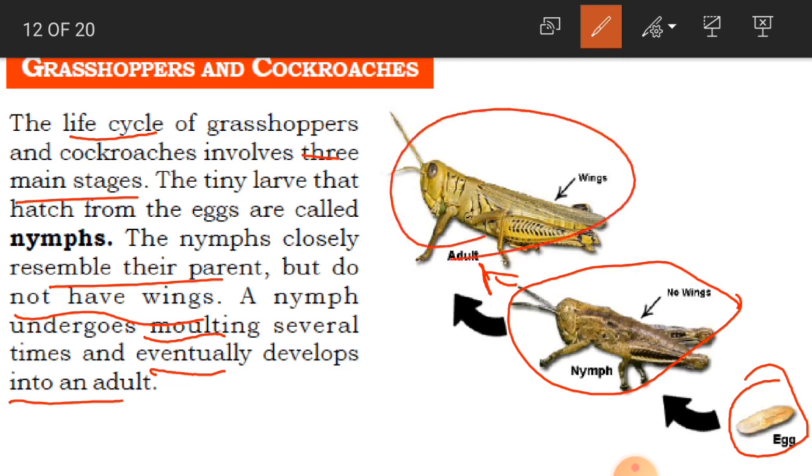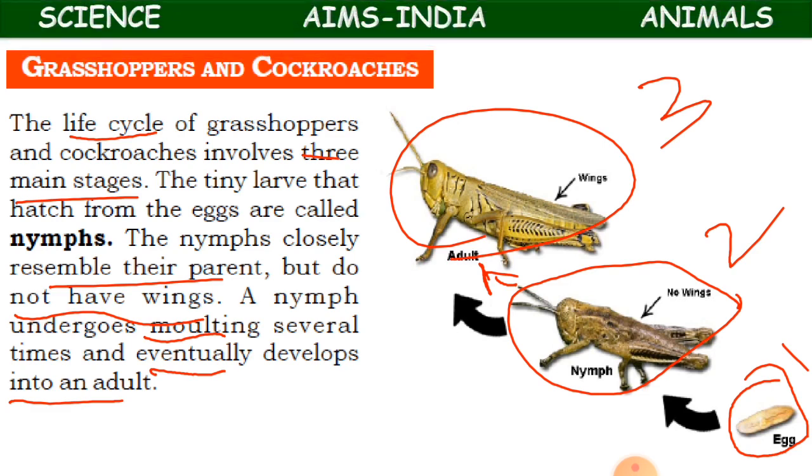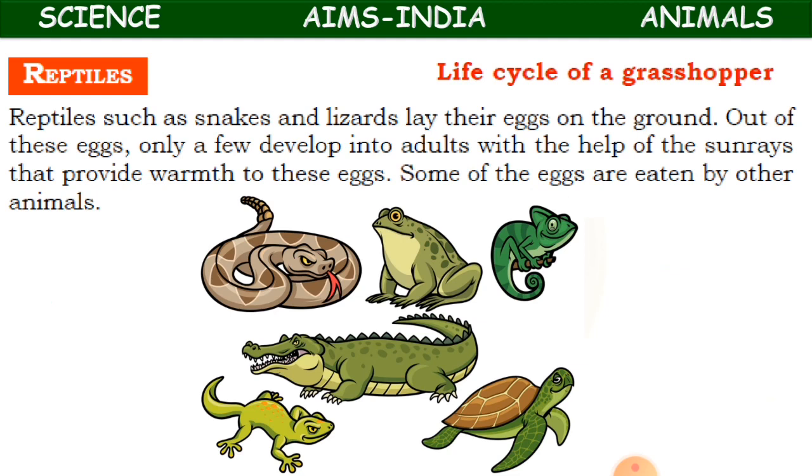Okay, children, so the egg is the first stage, the nymph is the second stage, and the adult grasshopper is the third stage. Like this, grasshoppers and cockroaches develop into an adult creature. Clear, children? Now we'll go to the other one, that is reptiles. Now what are reptiles? Here you can see snake, lizard, chameleon, crocodile, all these are reptiles.